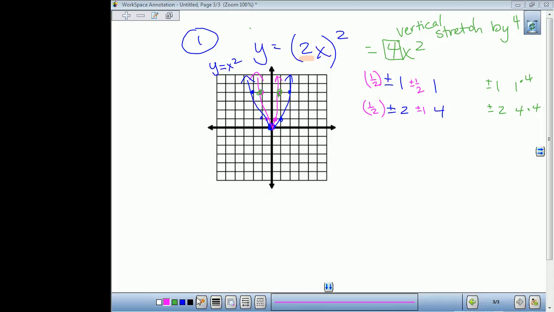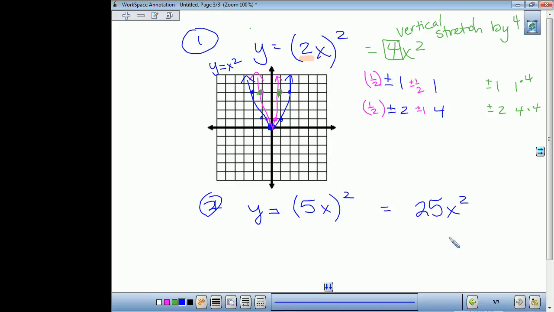And let's take a look at the next one. The next one is one that would be a pain to graph. It's y equals 5x squared. So, if you like rewriting it as a vertical and graphing it that way, because what is 5 squared? 25. So a horizontal compression by a factor of 1/5 is the same as a vertical stretch by 25. Now, this would be ugly to graph, wouldn't it?